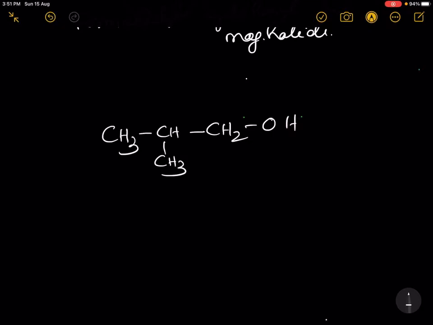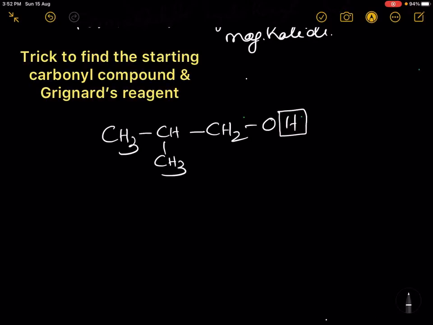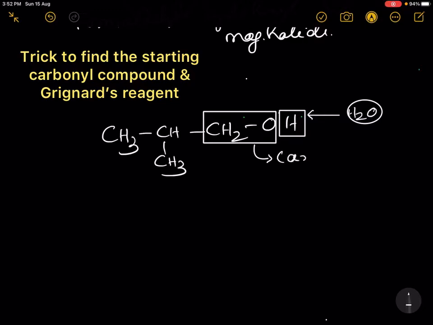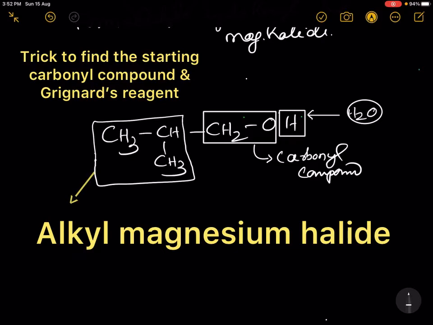When a carbonyl compound is treated with a Grignard's reagent, an alcohol is produced, and the alcohol is, yes, this. This is the alcohol produced by the reaction of a Grignard's reagent with a carbonyl compound. For your information, this H is from water during hydrolysis, and this CH2O is from a carbonyl compound. And this part is definitely the alkyl group of magnesium halide.